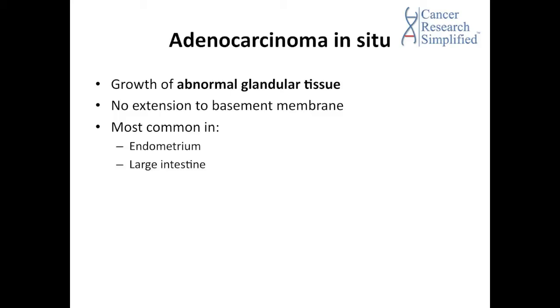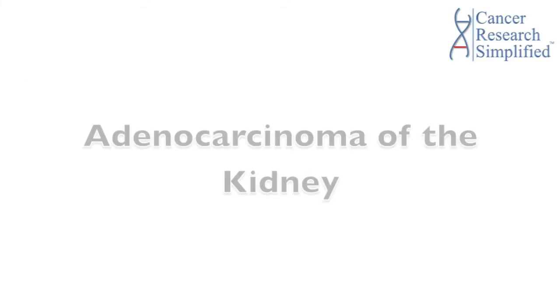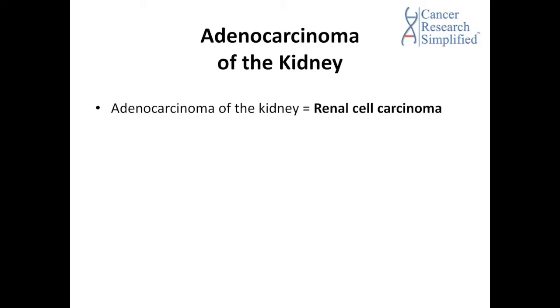Adenocarcinoma in situ is a growth of abnormal glandular tissue that may become malignant. However, the abnormal cells do not extend beyond the basement membrane. It is most common in the endometrium, which means the inner lining of the uterus, and it is also seen in the large intestine. Adenocarcinoma of the kidney is also known as renal cell carcinoma, which we just have discussed.